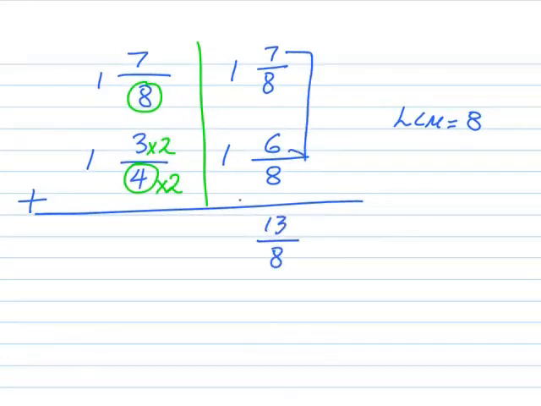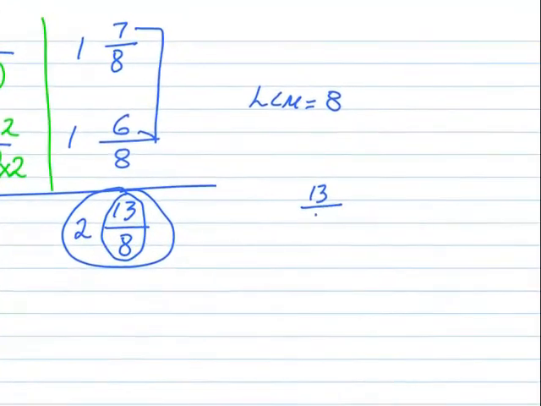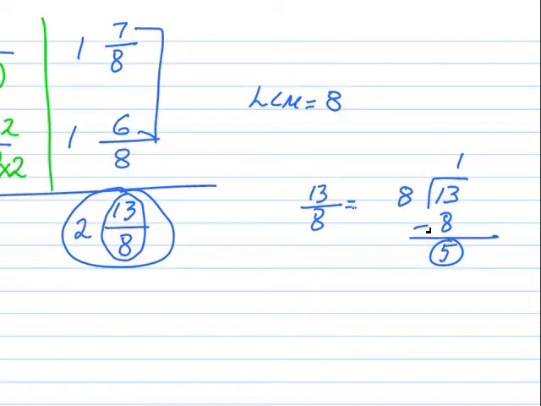2 and 13/8. But the problem is, this is not a proper mixed number because this part is an improper fraction. So what I need to do is tackle 13/8. What is 13/8 in terms of a mixed number? Remember how we went from an improper fraction into a mixed number? You just simply divide. You have 1 eight in 13, and when you subtract you'll get 5. So here's my remainder. In other words, 13/8 is the same as 1 and 5/8.